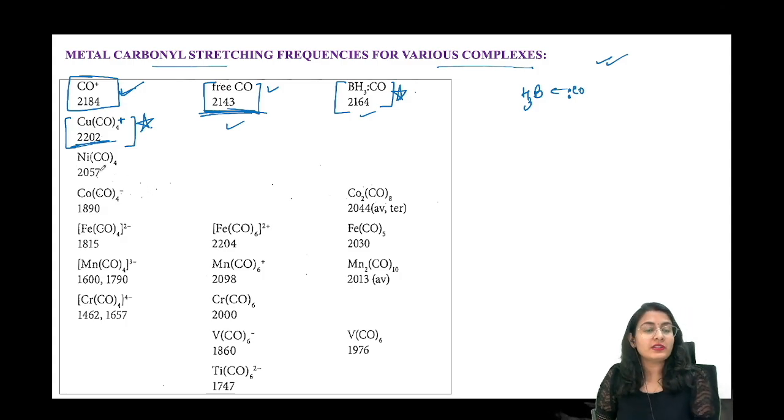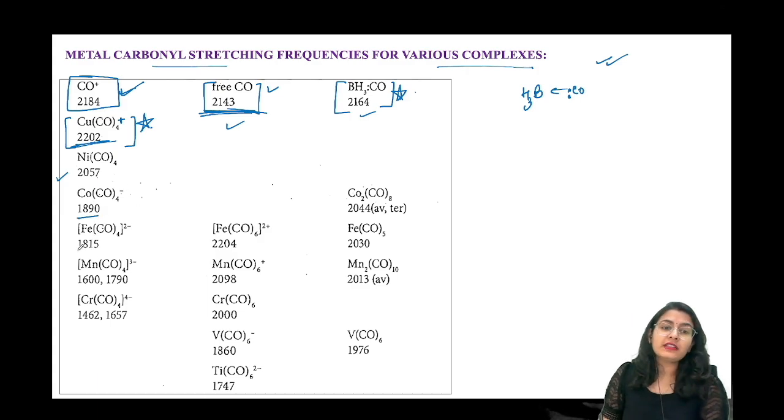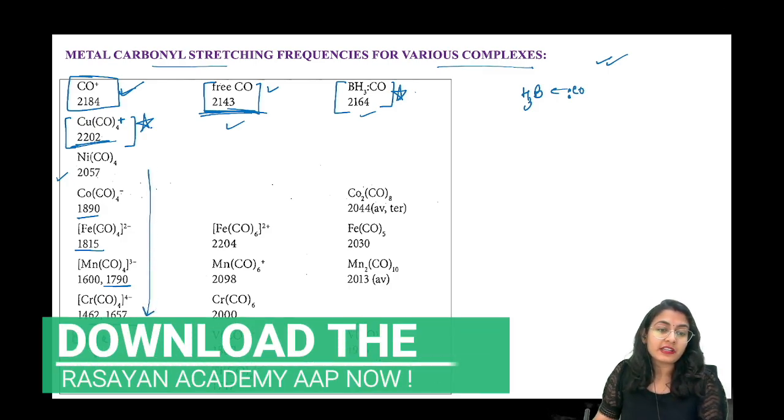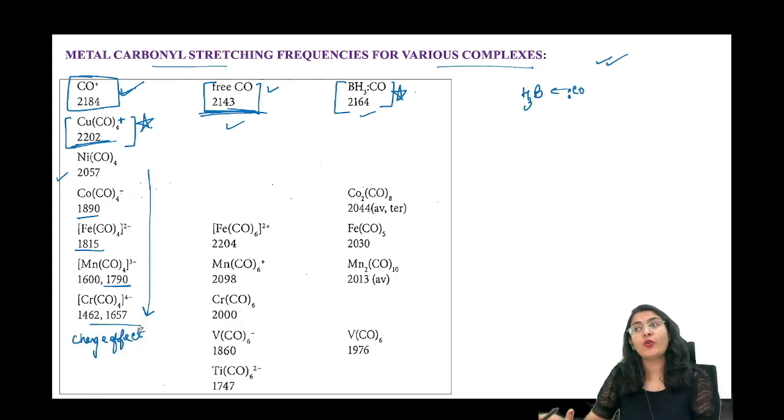Then we move onwards, we see that now this has become neutral, it is neutral now, so 2057, okay. Now there's a negative charge, value decreases. 2 negative, even decreases further. 3 negative, the value has become very low. 4 negative, even decreases further. So what is happening? This is the charge effect. That when you are having more charge on the metal, it gives more to the carbonyl, and that's why the bond order and the frequency decreases.